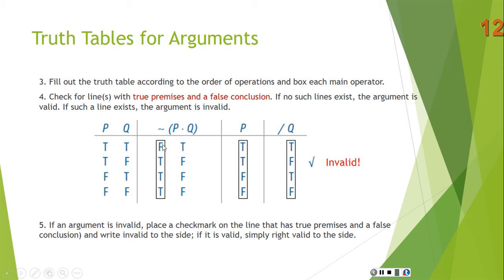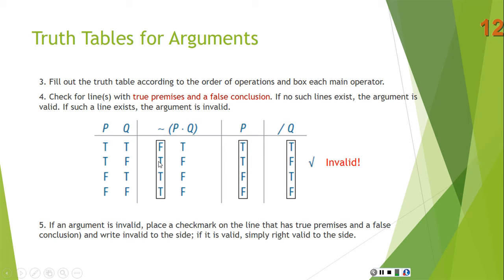Okay, so the truth value for not P and Q on this line, number 1, is false. The truth value for P on line number 1 is true. Truth value for Q on number 1 is true. We don't have true premises and a false conclusion. We have a false premise, a true premise, and a true conclusion.